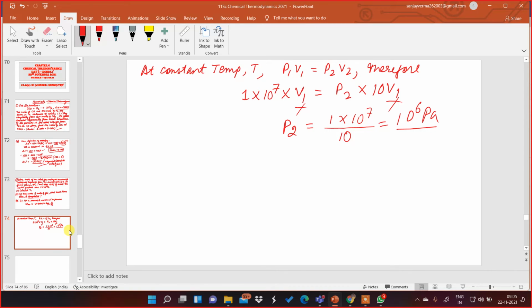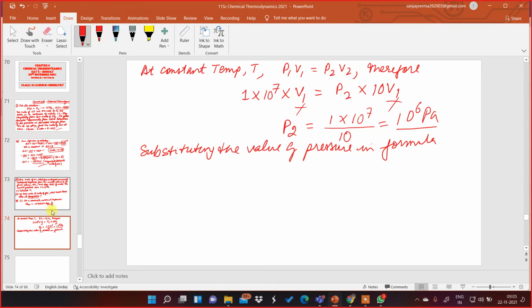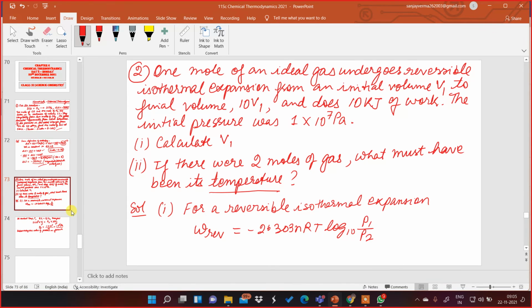Now we substitute the value of pressure in the formula which we have written. The formula which we had written was this one, W reversible. Okay, so work done reversible.